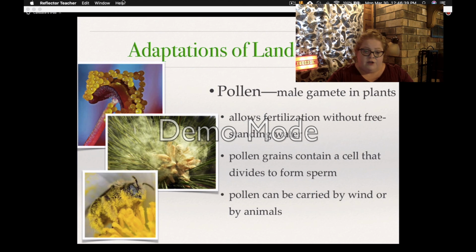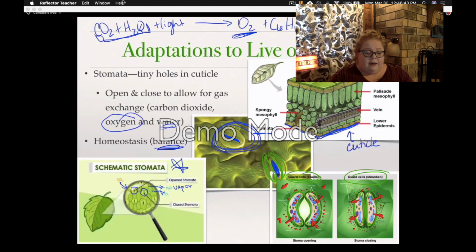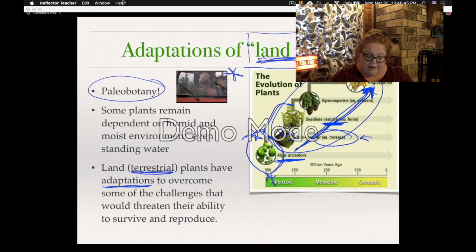All right. So pollen. So if we're talking about pollen, right, then we are talking about plants that produce seeds. So that's going to be now these groups. So this is not going to include these two. Okay, these two do not have pollen. Okay. All right.